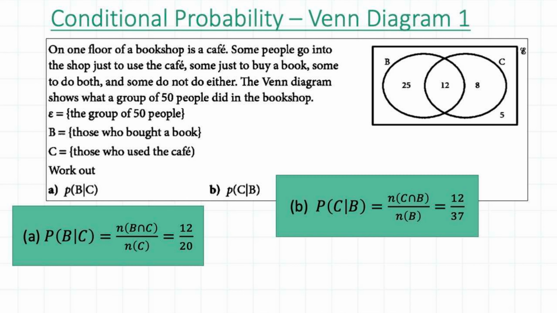So this is what you get for the first one, and then for the second one, it follows the same idea. When I do B given C, I'm only restricting my view to C. And from this C, I need to see when B occurs, and it's 12 out of the 20. So in conditional probability, you're always restricting your view to a smaller space rather than all of the 50. I'm now restricted to only looking at the cafe. That's why this becomes your denominator.